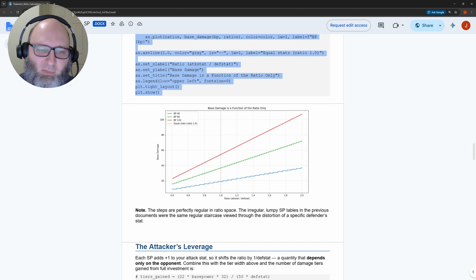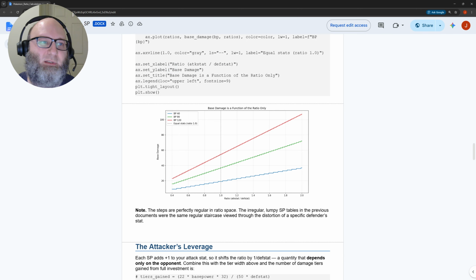So the steps are perfectly regular in ratio size. The irregular, lumpy SP tables in previous documents were the same regular staircase viewed through the distortion of a specific defender's stats. So again, this is taking that step back, doing a little bit more agnostic view, just specific to the attack stat, def stat ratio.